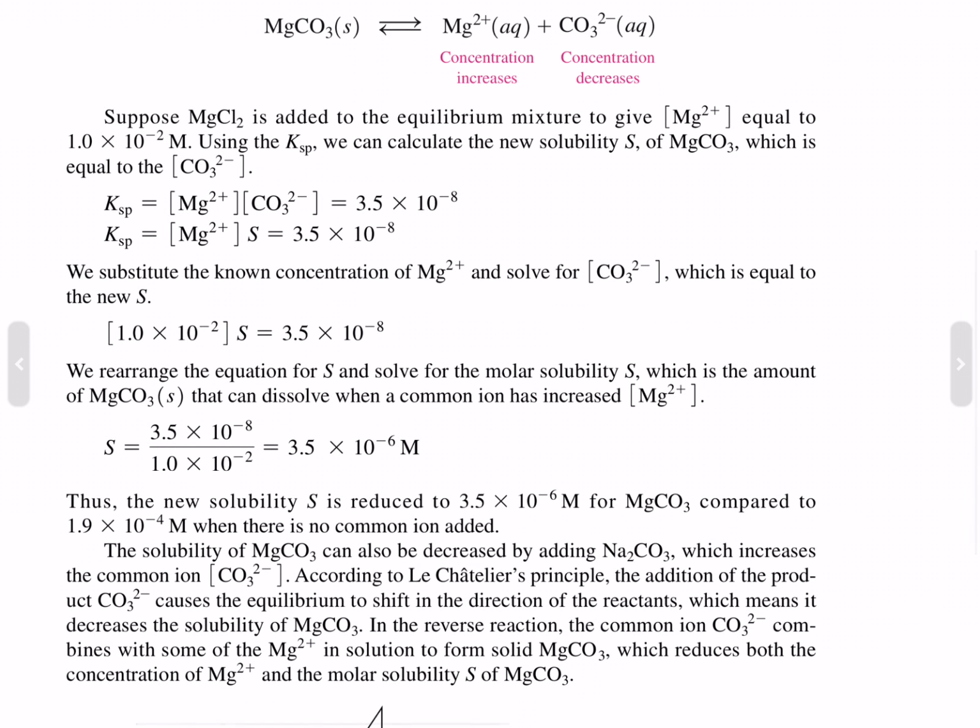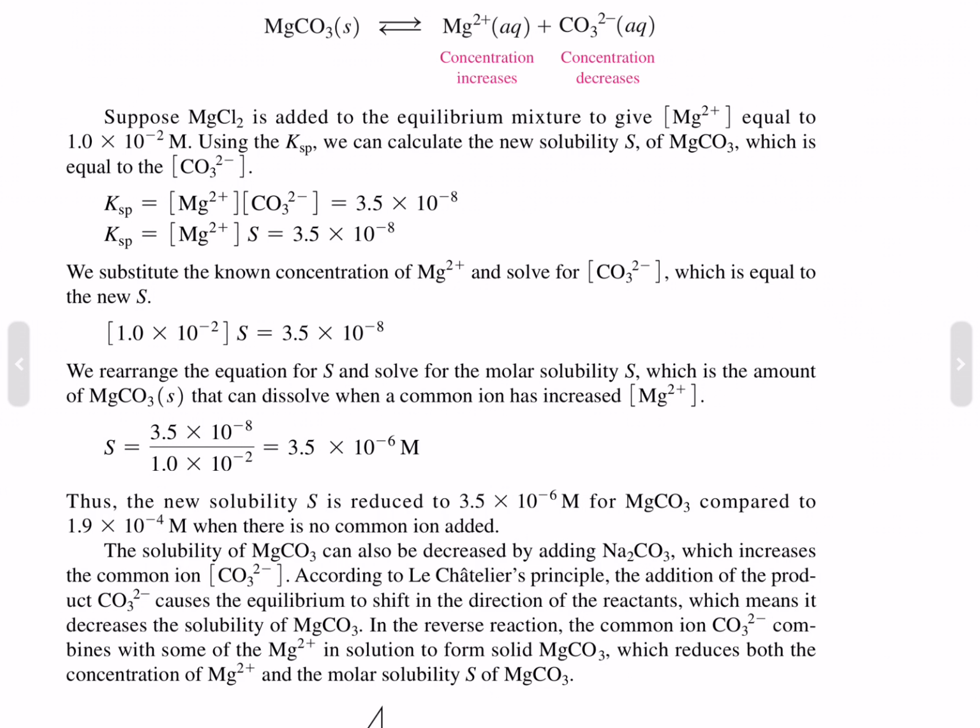Suppose magnesium chloride is added to the equilibrium mixture to give a magnesium concentration of 1.0 times 10 to the negative 2 molar. Using the Ksp, we can calculate the new solubility of magnesium carbonate, which is equal to the concentration of carbonate ion. Ksp is the concentration of magnesium times the concentration of carbonate, which is 3 times 10 to the negative 8. We substitute the known concentration of magnesium and solve for the concentration of carbonate, which is the new molar solubility S, the amount of magnesium carbonate that can dissolve when a common ion has been added.